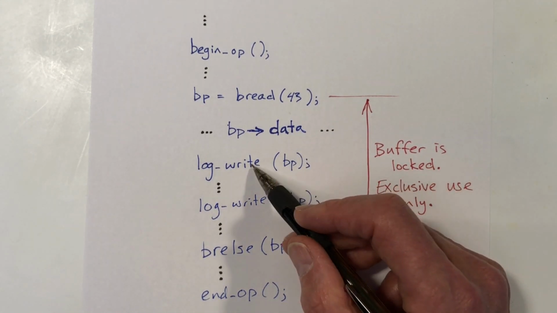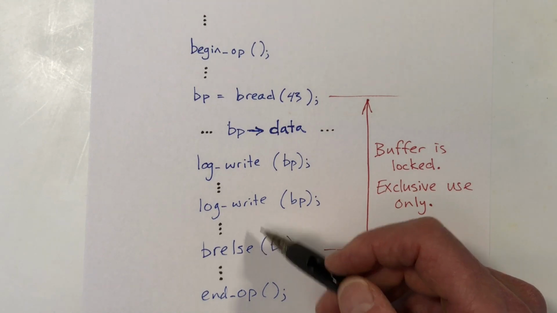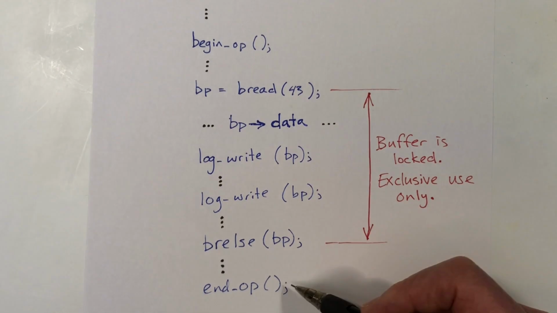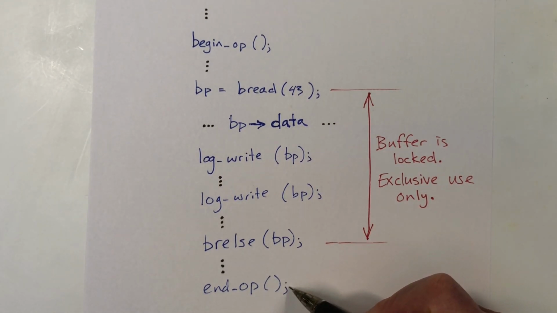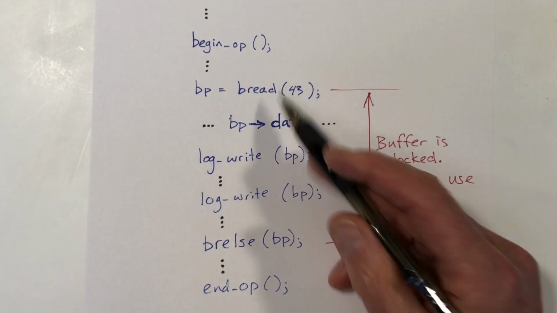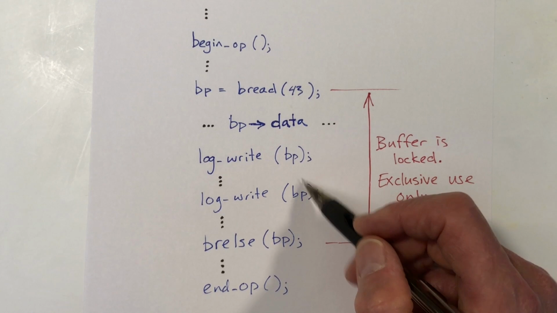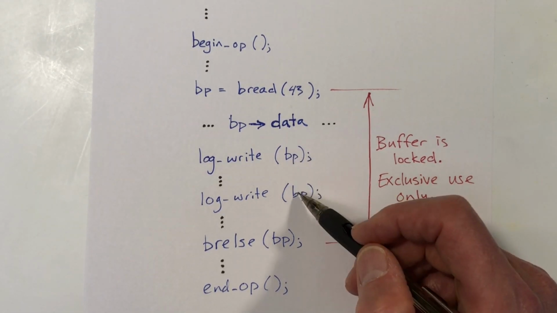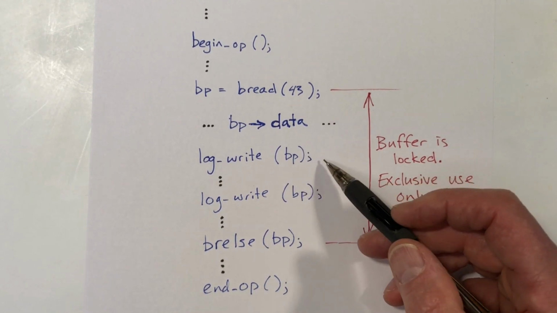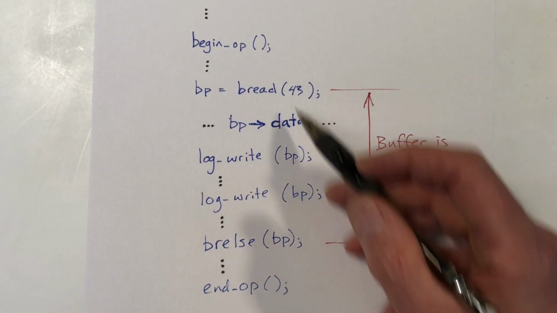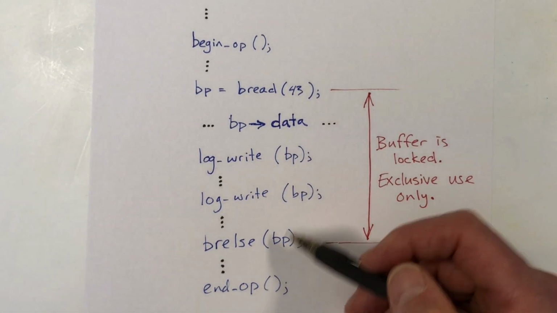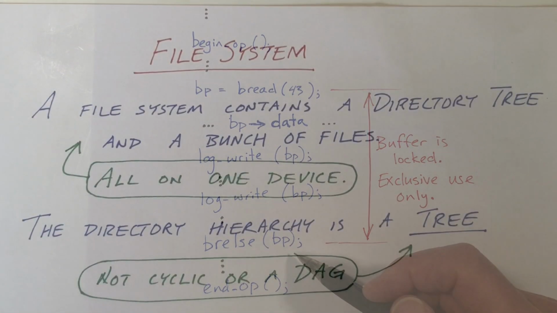Now, a collection of writes are included in a transaction. The call to begin op signals where the transaction begins, and at the end of the transaction, we should invoke this function end op. There can be a number of calls to log write within the transaction, either to the same buffer or to different buffers, and those are all grouped together. And the logging system will enforce the fact that either all of the writes within the transaction are performed, or none of them are. So it's an all or nothing situation.